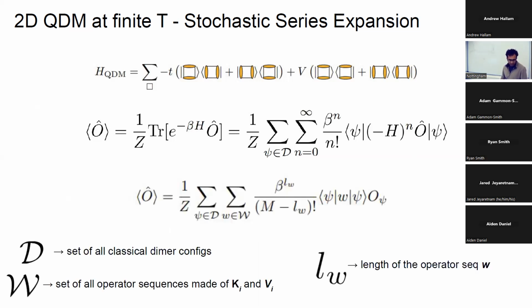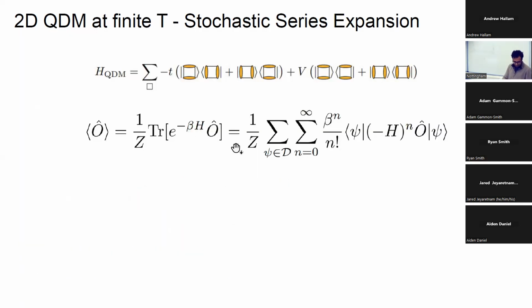Now, if I consider it that way, then I have a sum over three variables. One is the classical configuration psi, a sum over the lengths of the words, and then a sum over all possible words of that many lengths made up of these alphabets Ti and Vi.